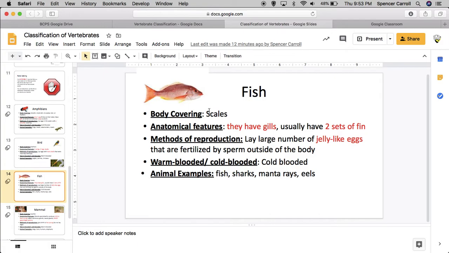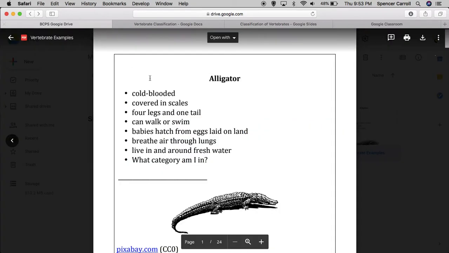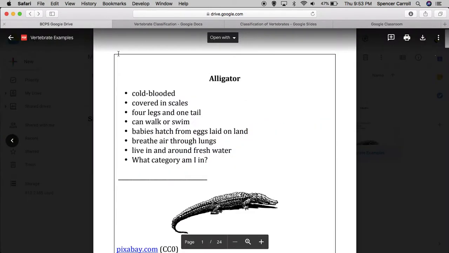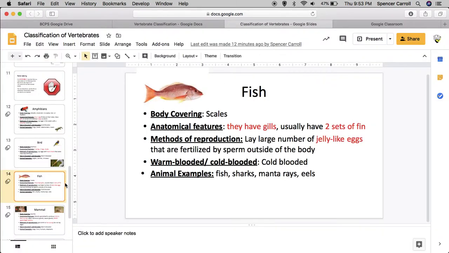What about fish? Fish have scales. Alligators have scales. Fish use gills and have fins. Oh, alligator has lungs and legs. Okay, so a few of them were the same, but an alligator is not a fish.